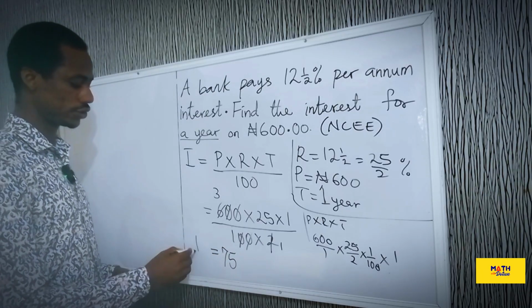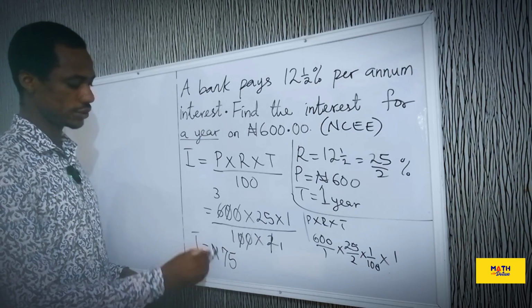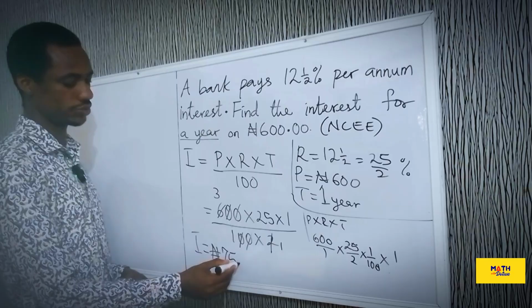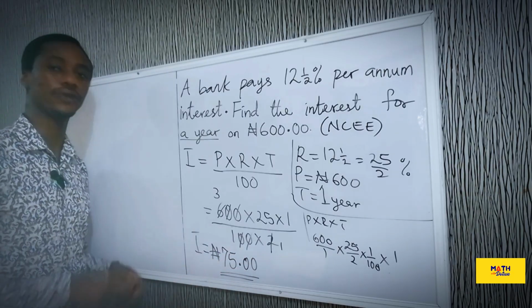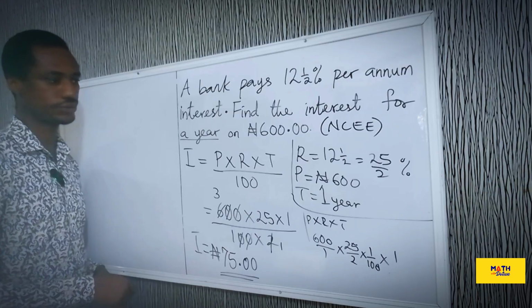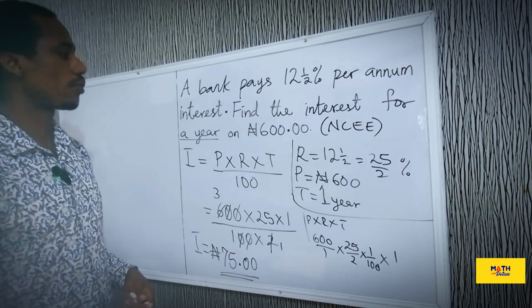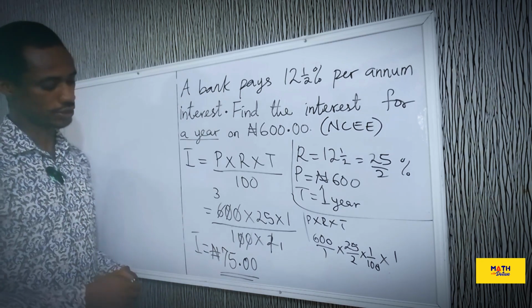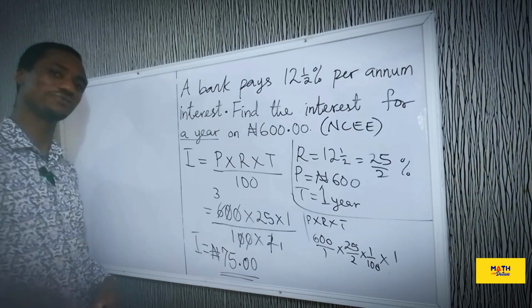Now we're looking for interest, so that would be in naira. Since the principal is in naira, then the interest will be in naira. So the answer is 75 naira. The interest that will be paid on 600 naira at the end of a year is 75 naira. That's good, right?